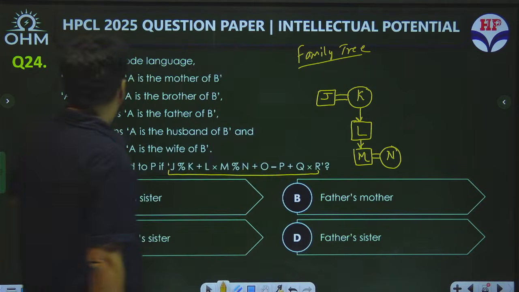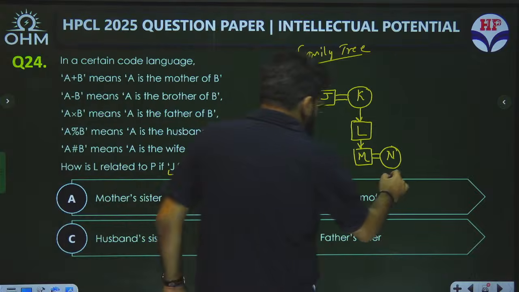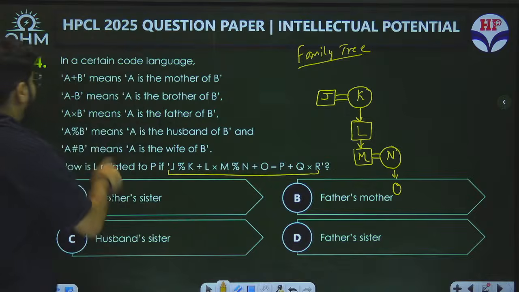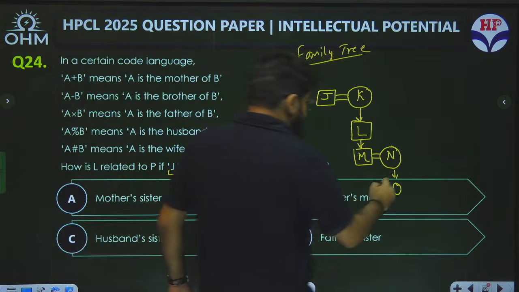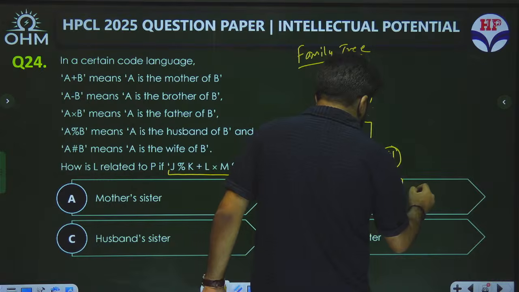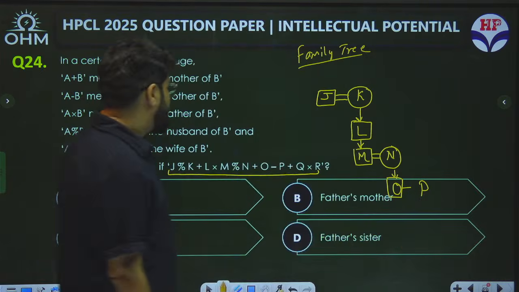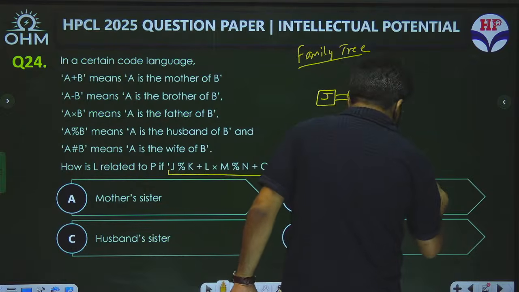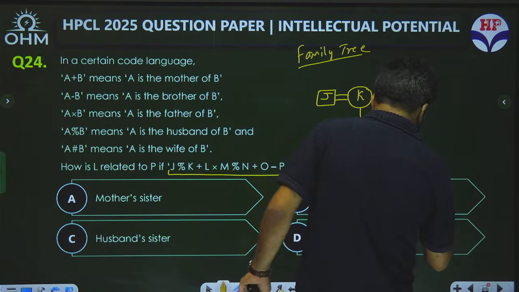N plus O. Plus means mother, so N is the mother of O. O minus P. Minus means brother, and brother means male. O is the brother of P. P plus Q. Plus is again mother, and mother means female. P is the mother of Q.